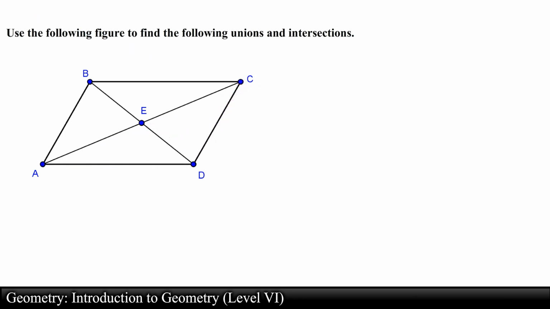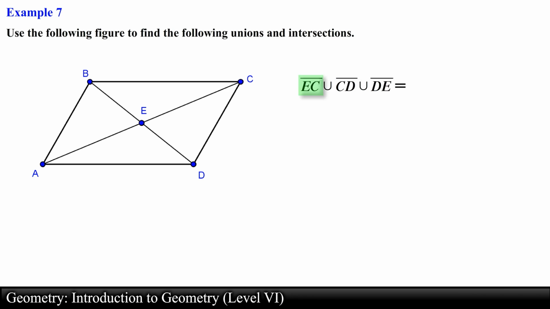Alright, let's end the video with the final example. Here, we need to find the union of line segment EC, line segment CD, and line segment DE. Notice that we have three distinct sets. The concepts and ideas are the same, regardless of the number of sets. So don't panic if you get a problem that contains multiple sets.